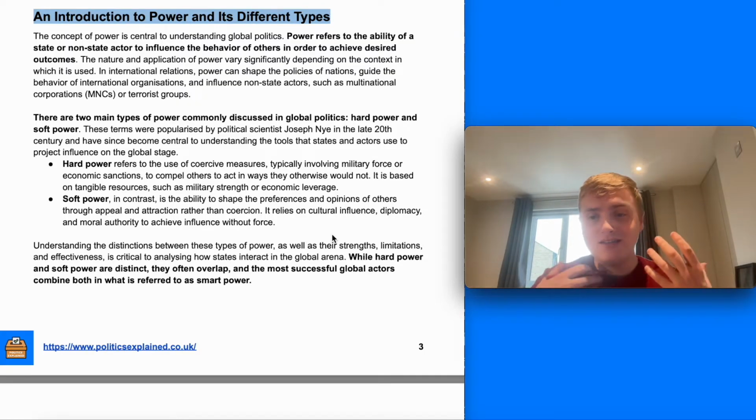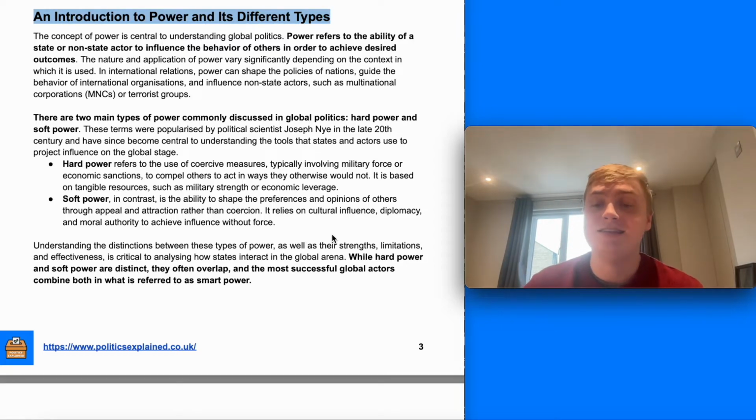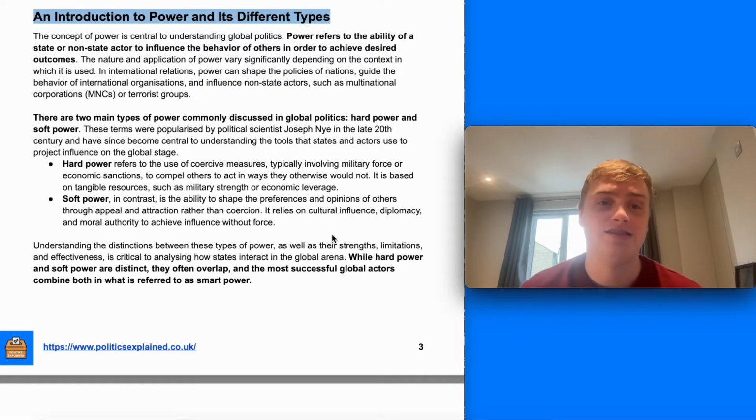But in quite simple terms, when we think about power in international relations, the way we can think about it is the ability of a state, or a non-state actor of course, to influence the behaviour of others in order to achieve desired outcomes. So it's the power to influence other states, often against their will, or to get them to do something they otherwise wouldn't have done because it's in your interest as a state.